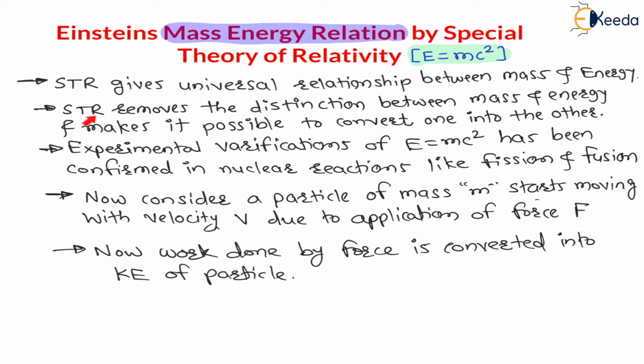Again, this special theory of relativity removes the distinction between mass and energy and makes it possible to convert one into the other. Let us understand the statement. What they are saying is that initially, before this relation E is equal to mc square, all were assuming that mass and energy are different phenomena. Yes, they are different, but before this derivation, we were assuming that energy cannot be converted into mass and mass cannot be converted into energy. But after this special theory of relativity, we can say that they are not different. Energy can be converted into mass and mass can be converted into energy.